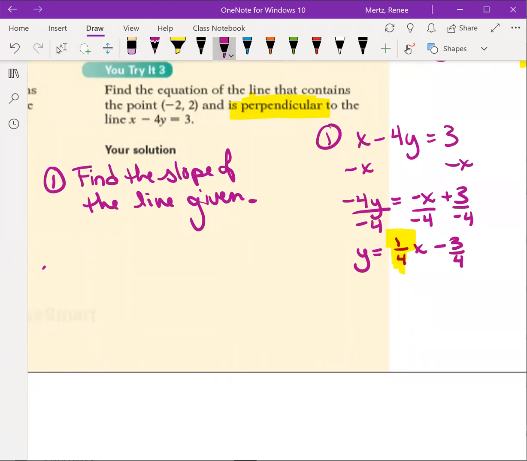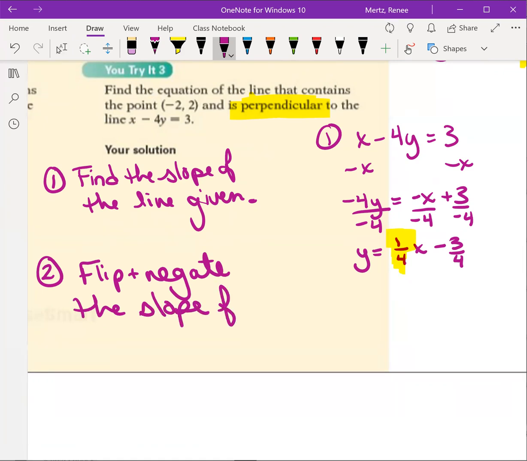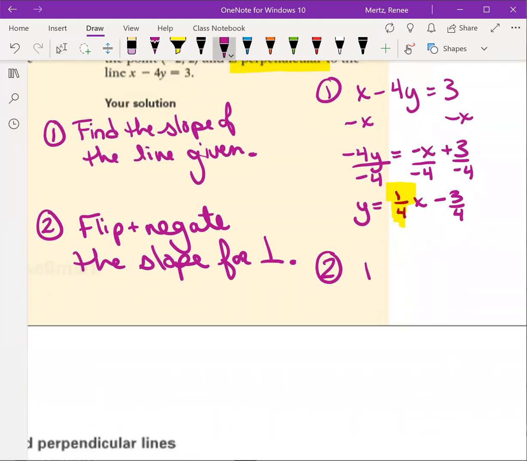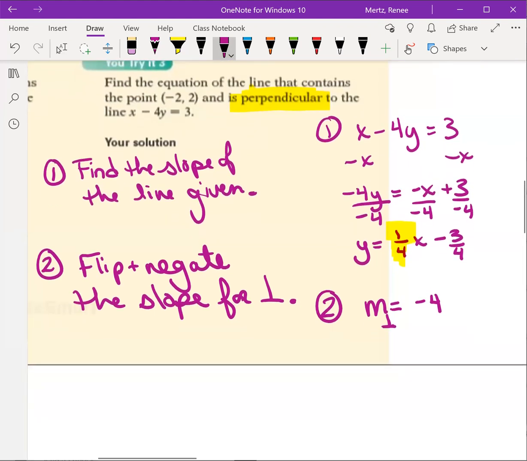So step 2, flip and negate the slope for perpendicular. My m is equal to, flip and negate, 1/4. So the slope of the perpendicular is going to be negative 4, or negative 4/1. If they ask for parallel, then we'll just keep the slope the same. So depending on what they ask for is what we'll do with the slope.